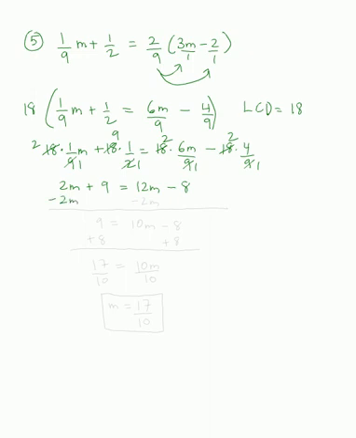So I'm going to subtract 2m from both sides first. I end up with 9 equals 10m minus 8, and then I'm going to add 8 to both sides. I end up with 10m equals 17. Finally, I divide both sides by the number next to the variable, which is 10. I end up with m equals 17 over 10.